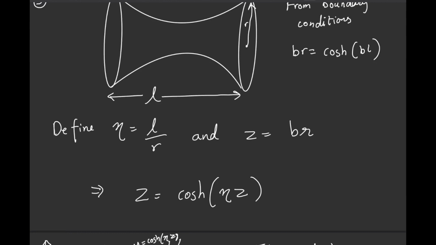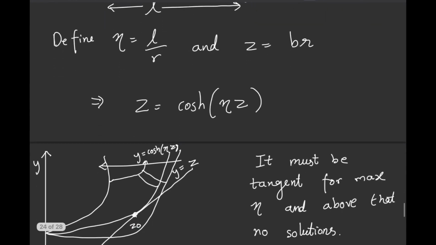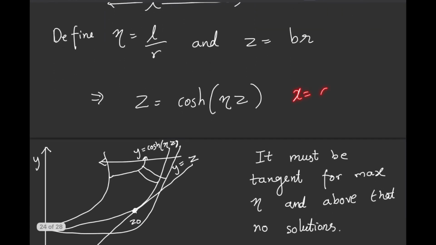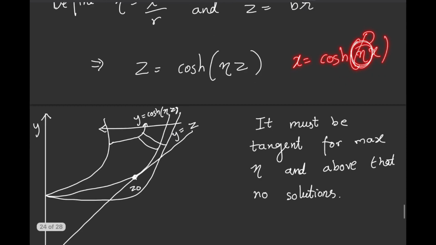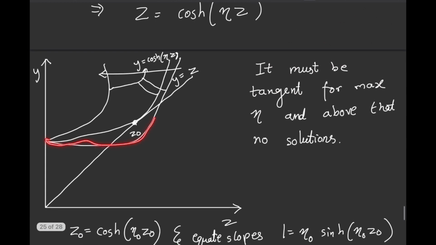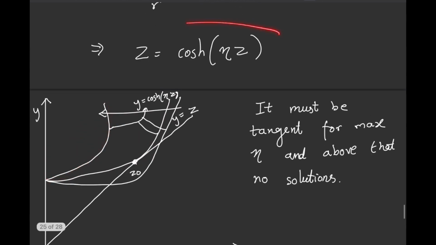Solving this is a little hard. The way we can think of it is somehow saying x equal to cosh of eta x, where eta is changing. So say this is one small value of eta, y equal to z and y equal to cosh of eta z have more than one intersection point, and then there is a critical value of eta for which this is tangent, and above this value it no longer intersects, so there is no real solution z for which this happens.